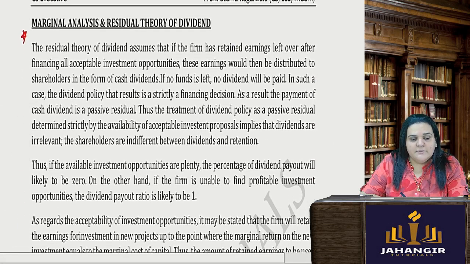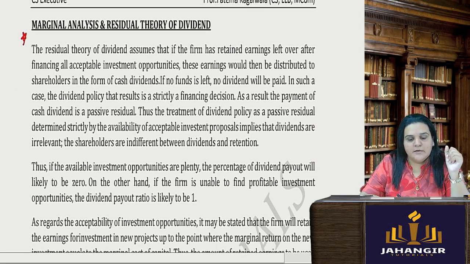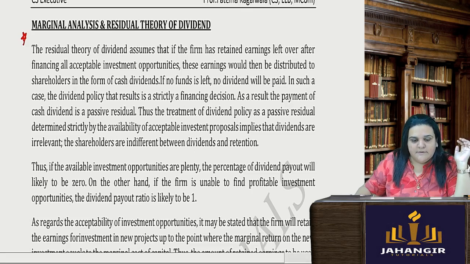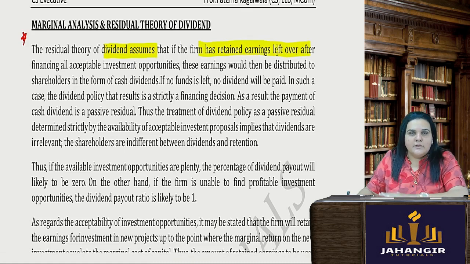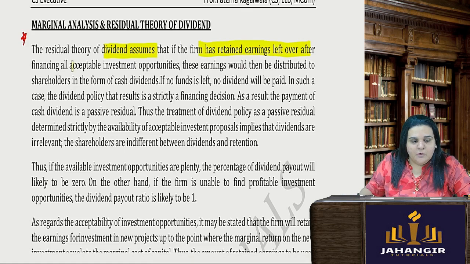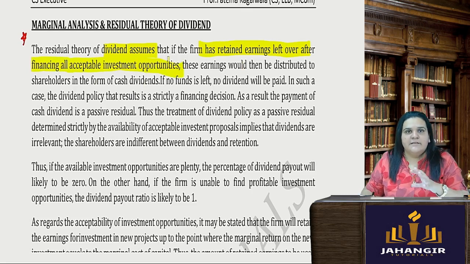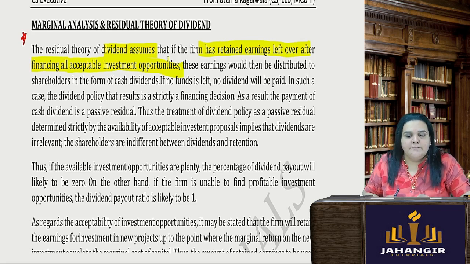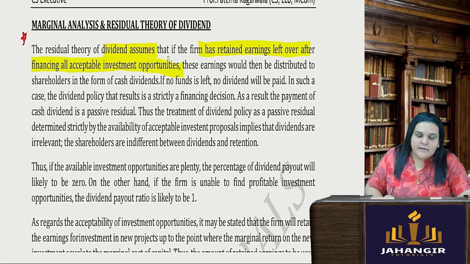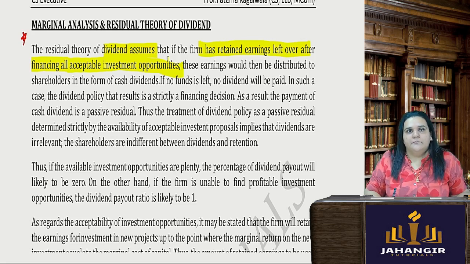Okay. The last one is your marginal analysis and residual theory of dividend. What does residual theory mean? Let's read this. Residual theory of dividend assumes that the firm has retained earnings which are left over after all the expenses, after financing all acceptable investment opportunities. Say the firm has two or three investment opportunities and they have already ascertained the amount of these investments. After deducting those amounts, if there is still some retained earnings left, that residue, give it as a dividend.